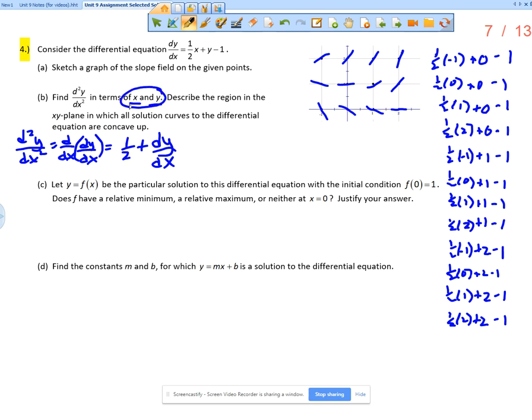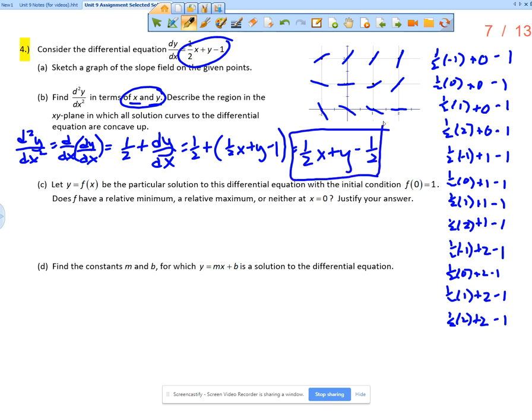That is not in terms of x and y. So what is dy/dx? Well, dy/dx is 1/2 x plus y minus 1. So you have 1/2 plus dy/dx, which is 1/2 x plus y minus 1. You can simplify by taking 1/2 minus 1, and you get 1/2 x plus y minus 1/2. So that is what's on the answer sheet.